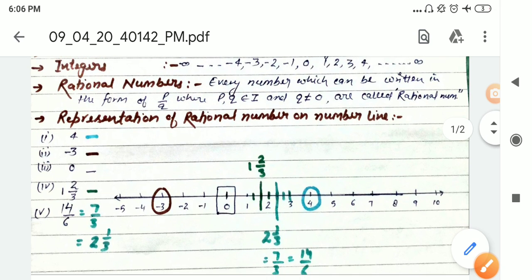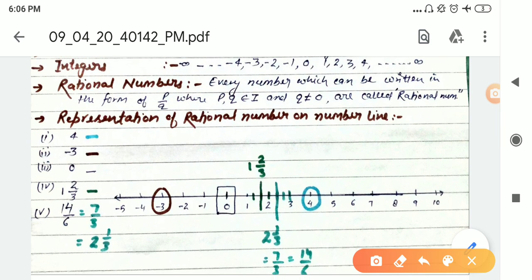Now you may ask whether 1 is a rational number or not, and I'll say yes, 1 is a rational number because 1 can be written as 1 by 1. Similarly, 2 can be written as 2 by 1, 3 can be written as 3 by 1, 4 can be written as 4 by 1. So in this way we can say that all natural numbers are rational numbers.